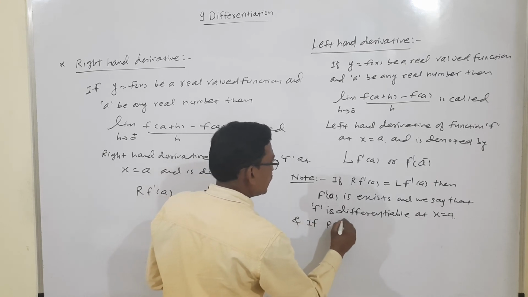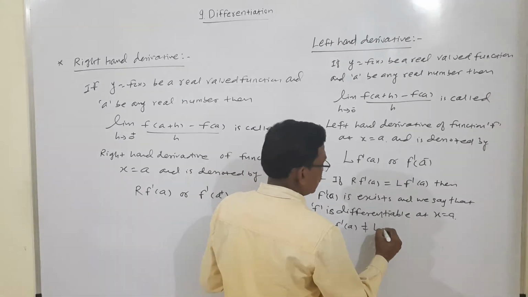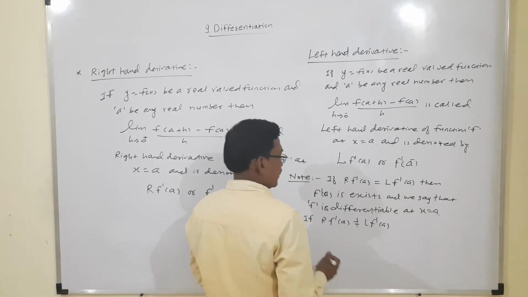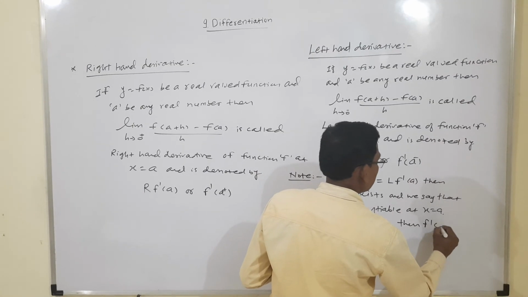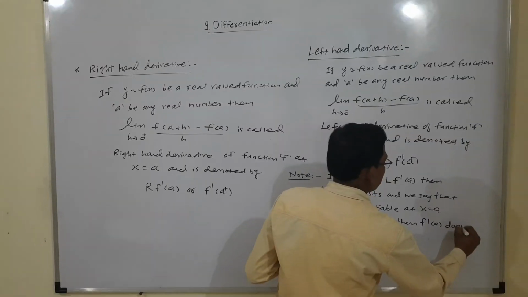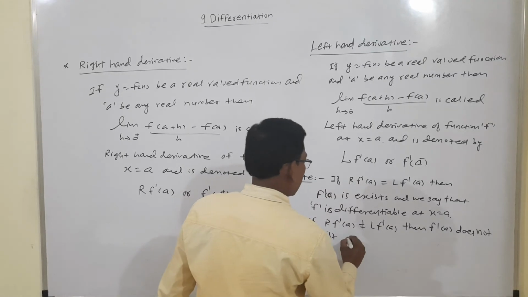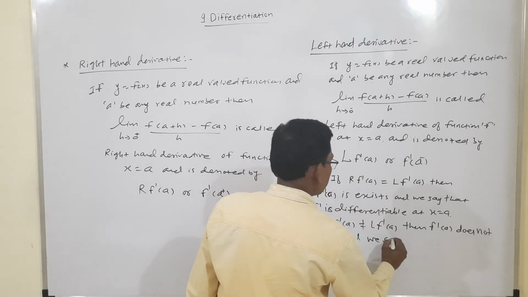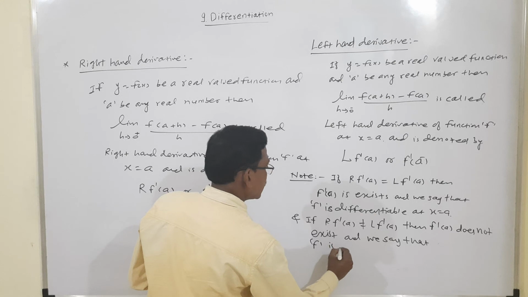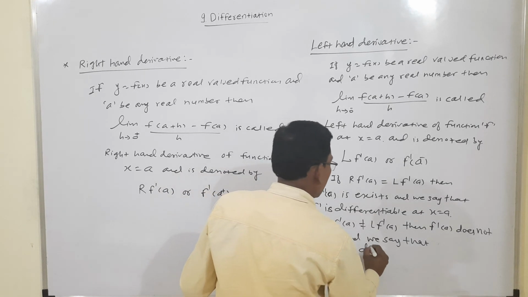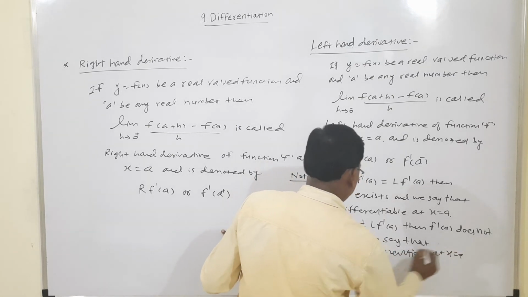And if this right hand derivative is not equal to the left hand derivative at a, then f dash a does not exist, and we say that function f is not differentiable at x equal to a.